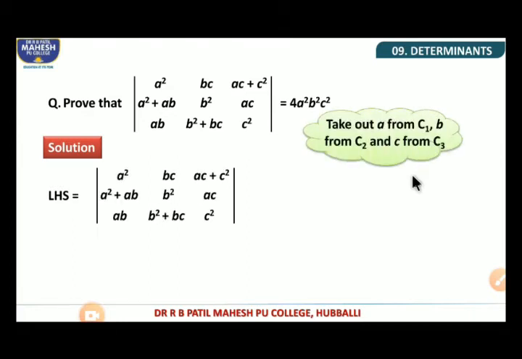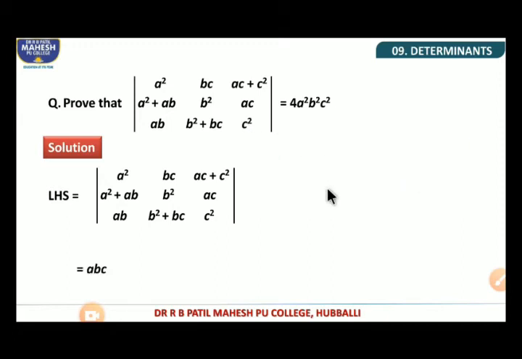Now I am going to take a common from C1, b common from C2, and c common from C3. We have abc outside as a product. Now the remaining determinant will be a plus b, and b in the first column, c, b plus c in the second column, a plus c, a, c in the third column.